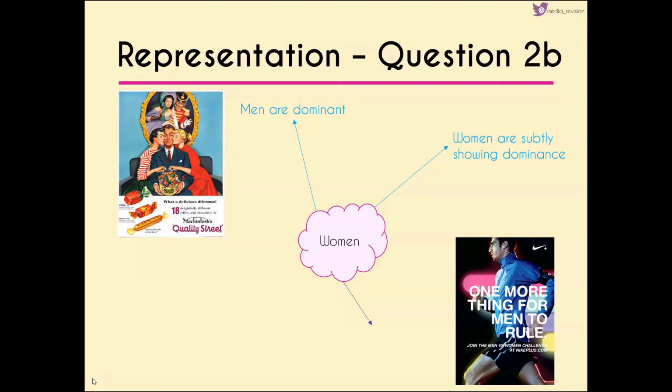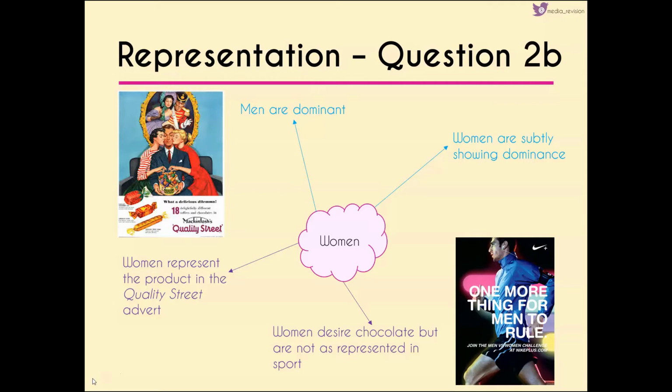However, women are subtly showing more dominance, okay? Because one reading of that Quality Street advert could be that the women are using their feminine wiles to get that chocolate. And the fact that men are taking on women, or women are feeling like they can take on men and start to subvert that stereotypical viewpoint of women in sport, is something we can comment on from the Nike Plus advert. However, women represent the product in the Quality Street advert, and we don't have any women in Nike Plus, okay? And we've also got this desirability. Women desire chocolate, but they're not as represented in sport, okay?